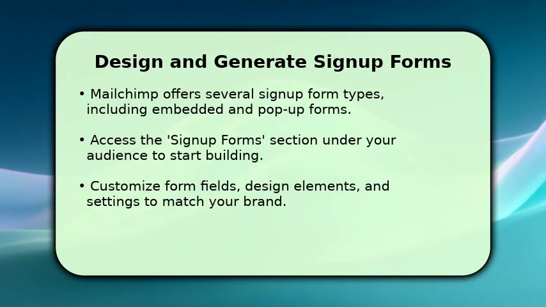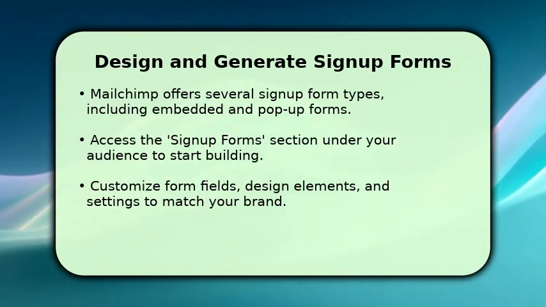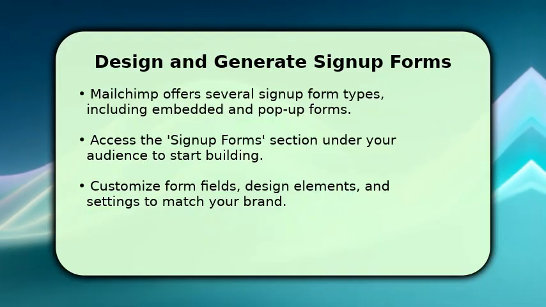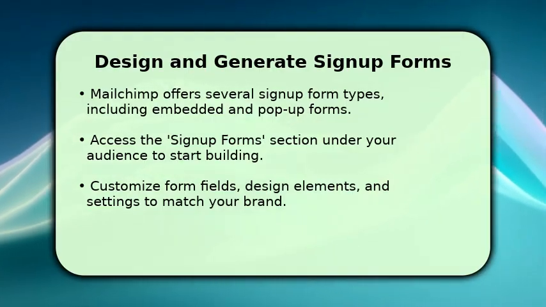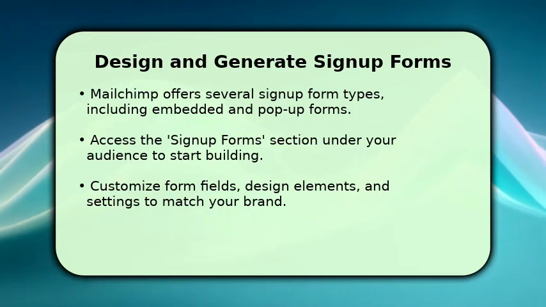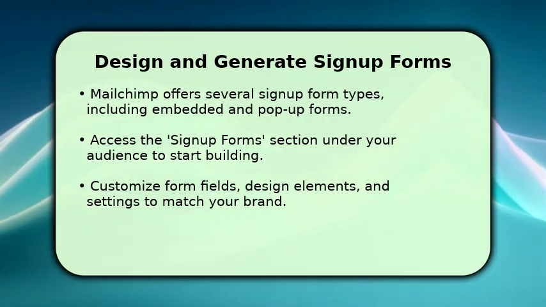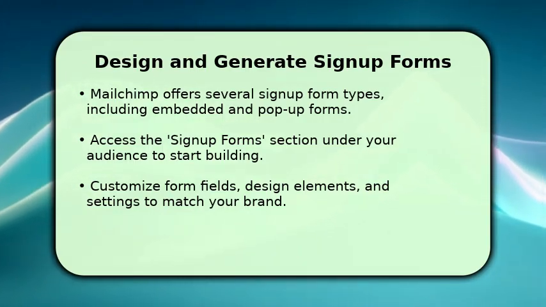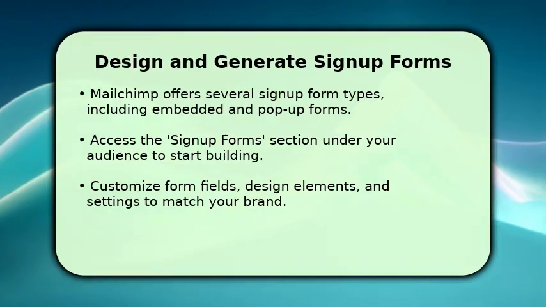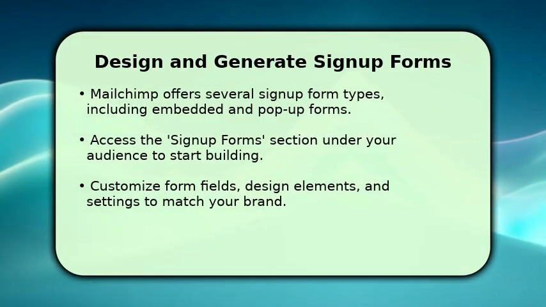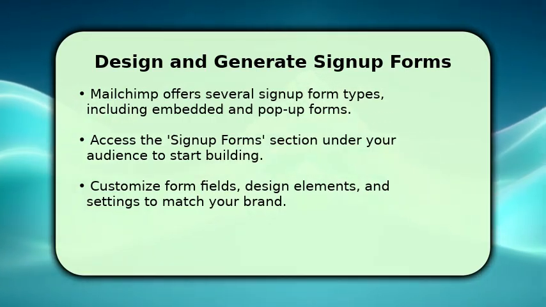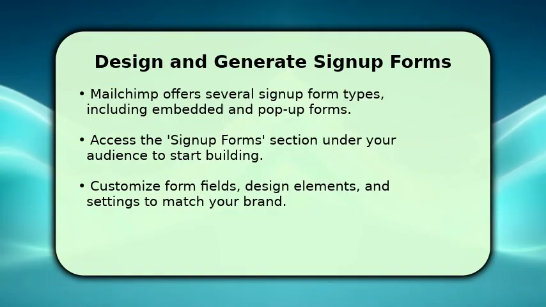Now, let's create the forms that will capture your website visitors' information. Mailchimp provides various options, such as embedded forms that sit directly on a page or pop-up forms that appear dynamically. Go to Sign Up Forms within your audience, then select Embedded Forms or Pop-up Forms. You can customize fields, colors, and messages to align with your website's look and feel. Once your form is perfect, Mailchimp will generate the HTML code you need for embedding.